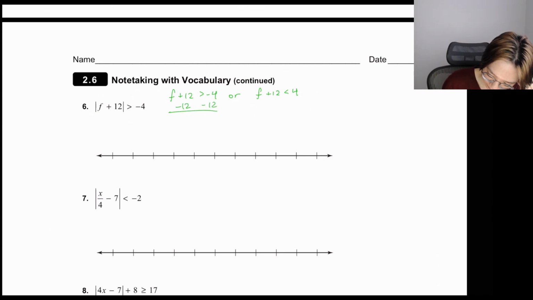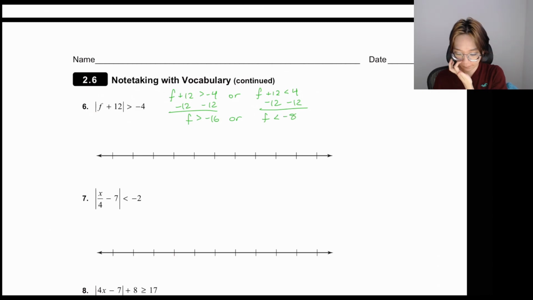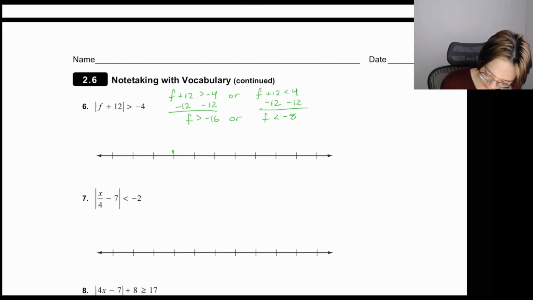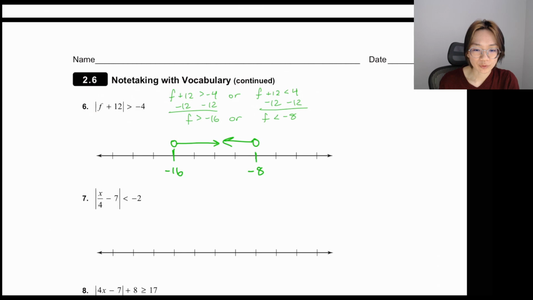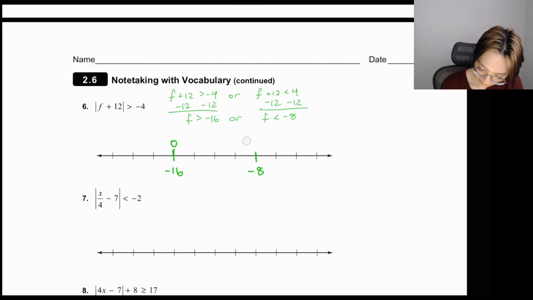Solve and graph. So we have f is greater than -16, or f is less than -8. So let's see what happens when we graph this. We have -16 over here, -8 over here. We're graphing -16 first. Okay, so that's open circle. That goes this way. -8, we have open circle. That goes this way. So they both overlap each other in opposite directions.